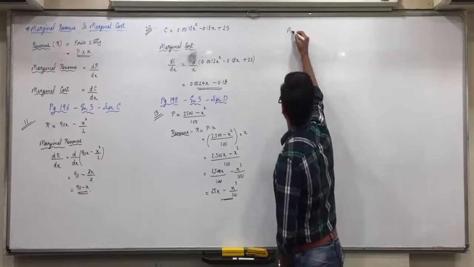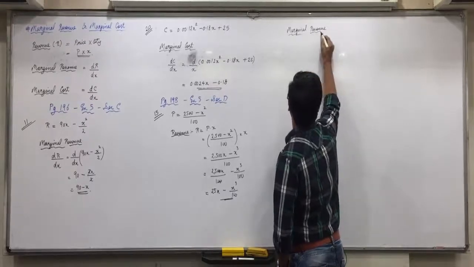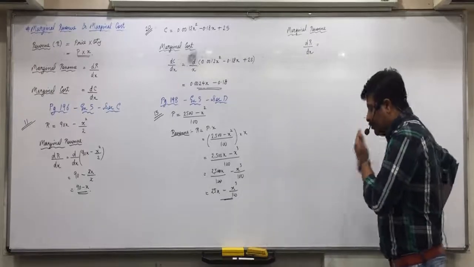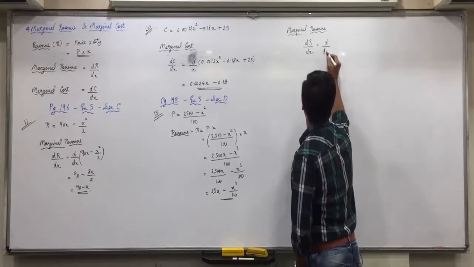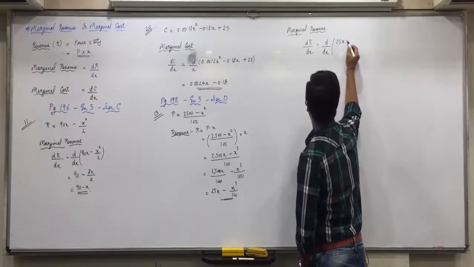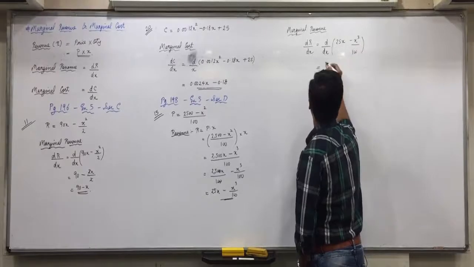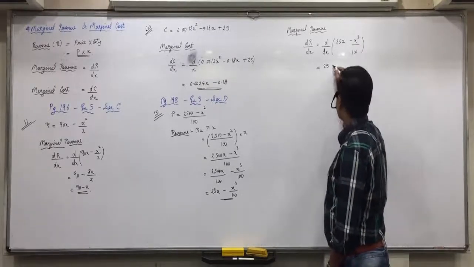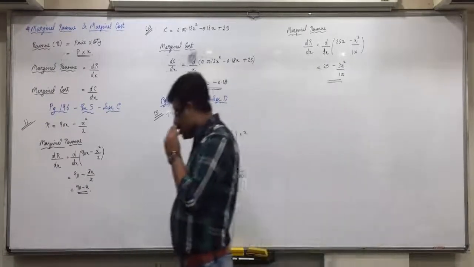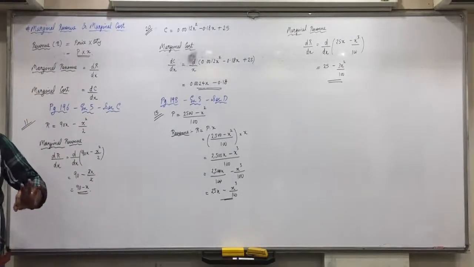Now write down marginal revenue, dr by dx. So d by dx of 25x minus x cube upon 100. 25x will become 25, x cube will become 3x square by 100. Did everyone understand this? Even if you do by u by v, you'll get the same answer, but with a very long process.